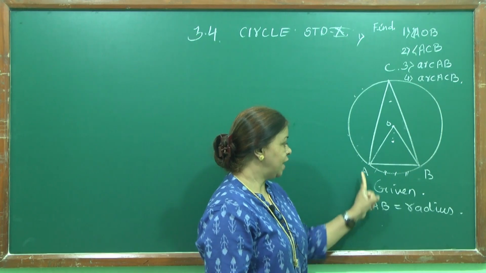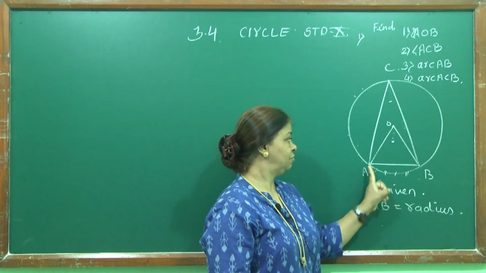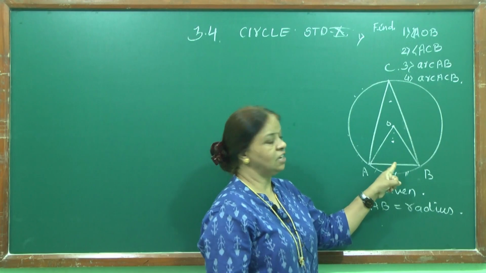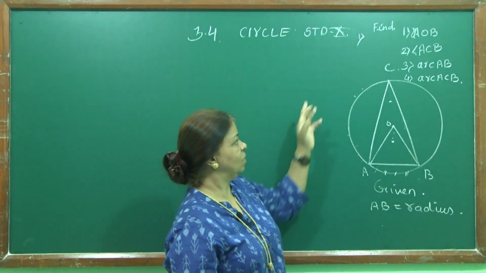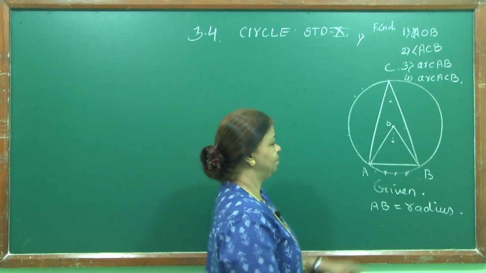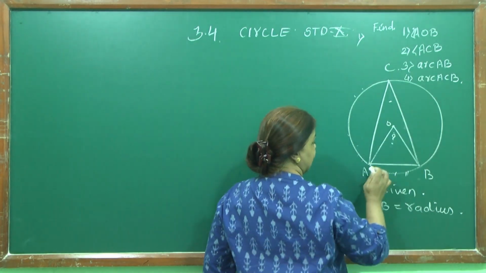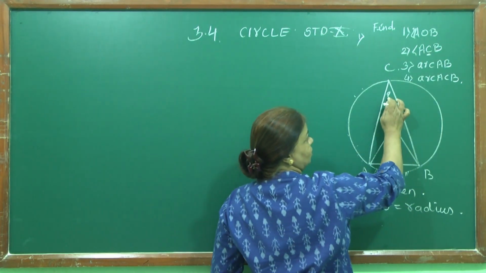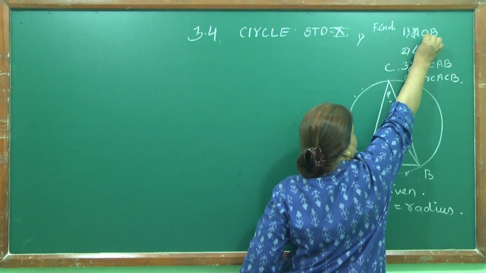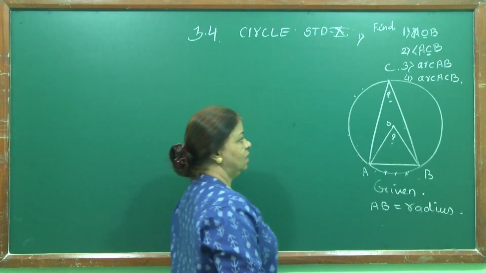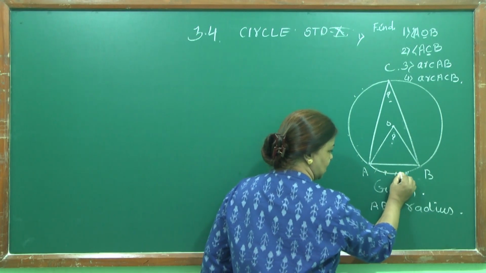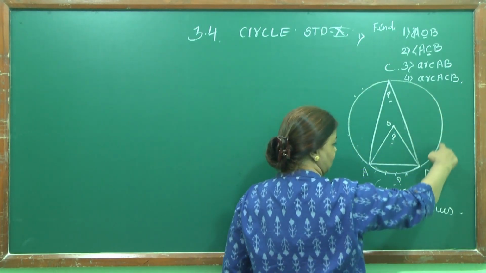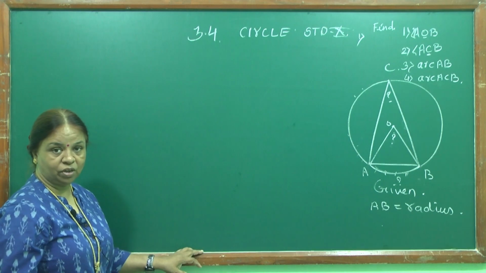It is given that chord AB of this figure is equal to the radius of the circle. That means all three are equal. And what we need to find out: angle AOB, then angle ACB, where C is in the middle, then arc AB, and arc ACB. Let us start.